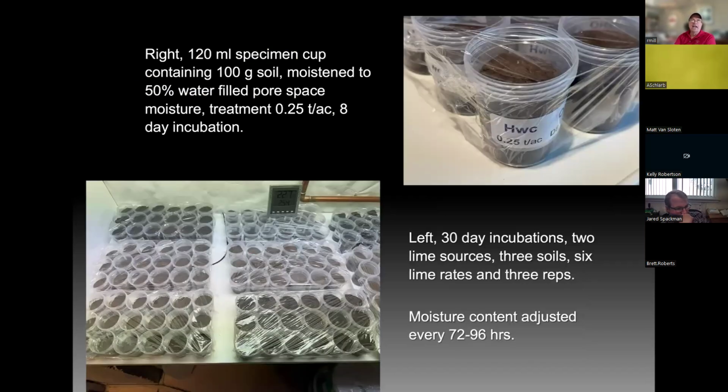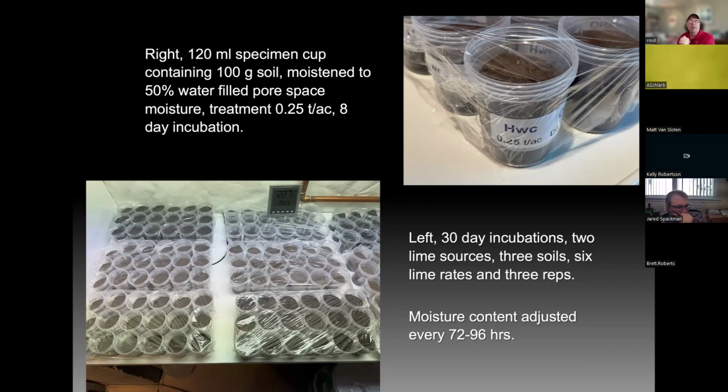So now, we're wrapping up the pilot study. We've had all these studies sitting in a laboratory space. We used 120 milliliter specimen cups, 100 grams of soil. We moistened each one of those soils to 50% water-filled pore space. And there at the right is a particular soil. It was ALP 2401 that was collected out of South Dakota. It's the 1/4 ton to the acre rate.